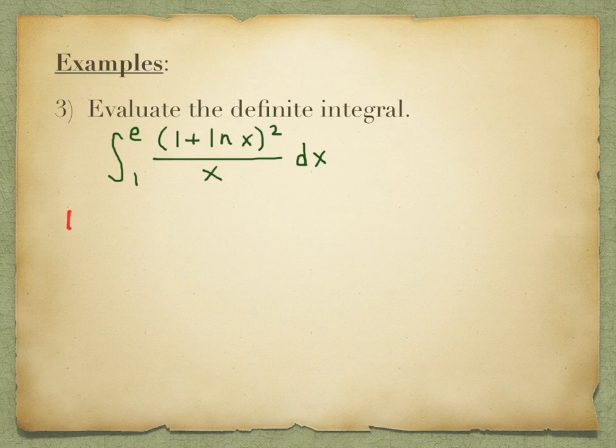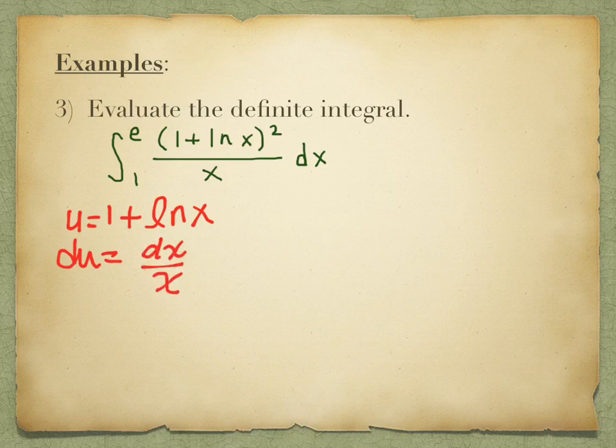The whole top? The middle part. The part in parentheses? 1 plus ln of x. That sounds good. So if I do that, what is du? It's dx over x, or 1 over x dx, right? So if I deal with it this way, that's great. That's what I have, isn't it?